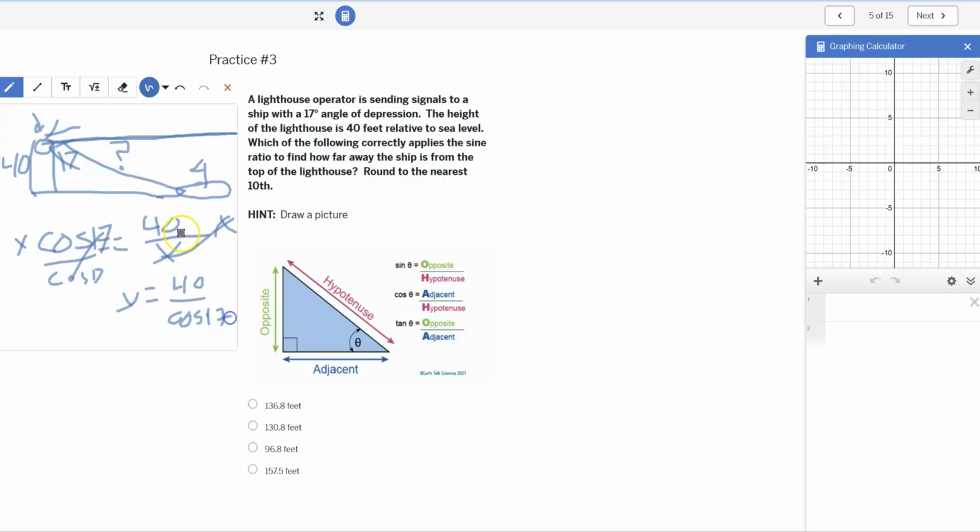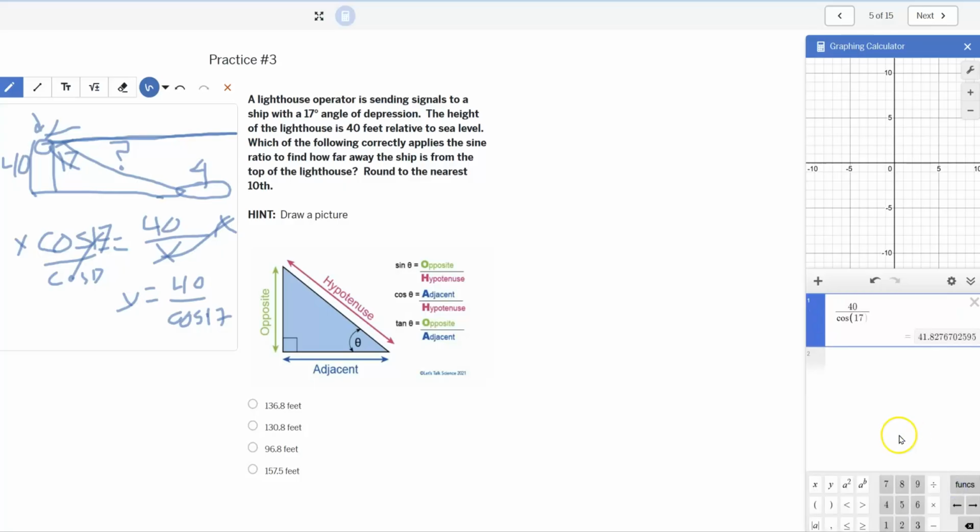I just take whatever that number is over here, if it's on the right. If x was high, I would have taken 40 and multiplied it. Since x is low, I'm going to take 40 and divide it. So I have 40 divided by, that's just a shortcut. You don't have to work out all the math, because if x is up top, you're multiplying it. If x is low, you're dividing it. So divided by cosine of 17.